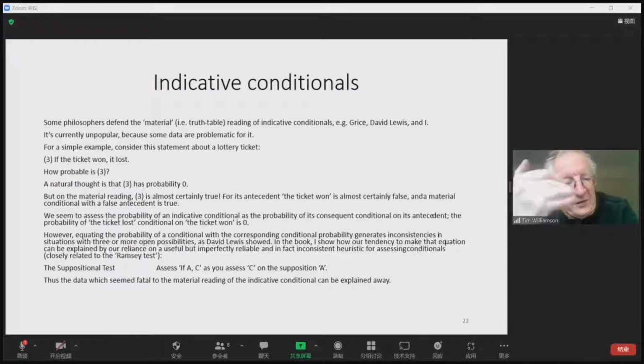If the ticket won, it lost, and you'd get the result that the probability of the conditional is 0. And then, as I say, the implication is that we're getting these estimates of probability on the basis of a test which is not completely reliable, because it can lead to inconsistent results. And therefore, the appearance of a counterexample to the truth functional material reading, you can't really take it at face value, because it may well be explained by our psychological use of an unreliable test.